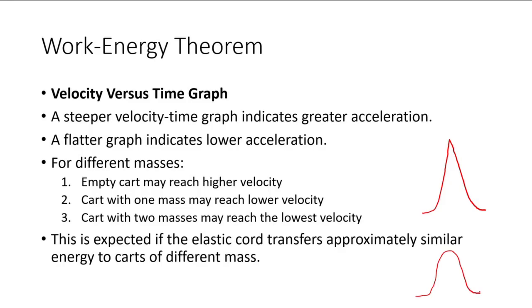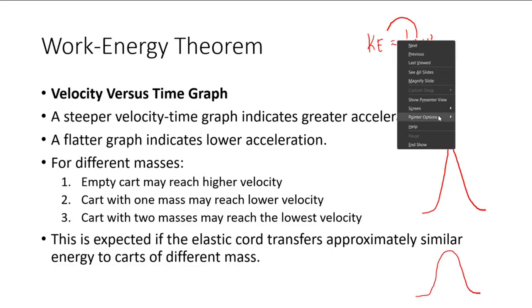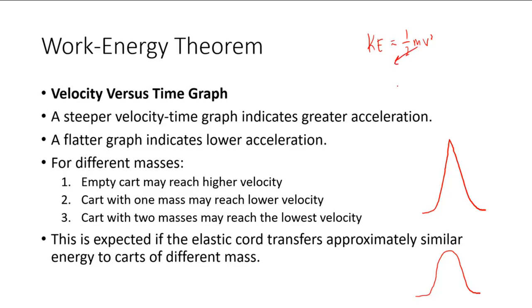So you have to interpret that in your discussion. For different masses, the empty cart may reach a higher velocity, the cart with one mass may reach a lower velocity, and the cart with two masses may reach the lowest velocity. Because if you look at your kinetic energy equation, that is equal to 1/2 mv squared. If you move your mass to the other side, you have to cross multiply, and you will observe that your velocity has an inverse proportionality relationship with your mass.